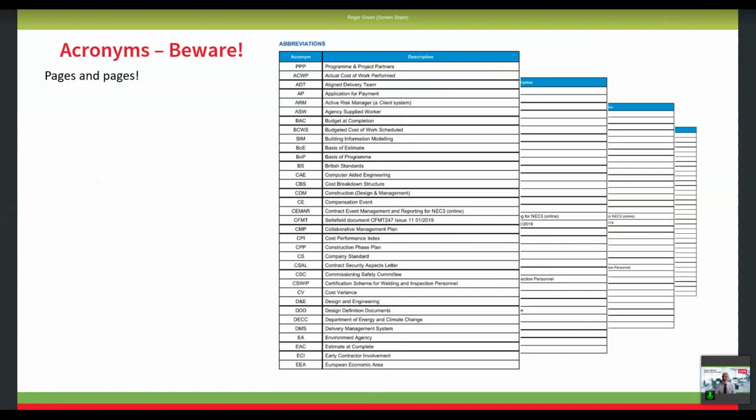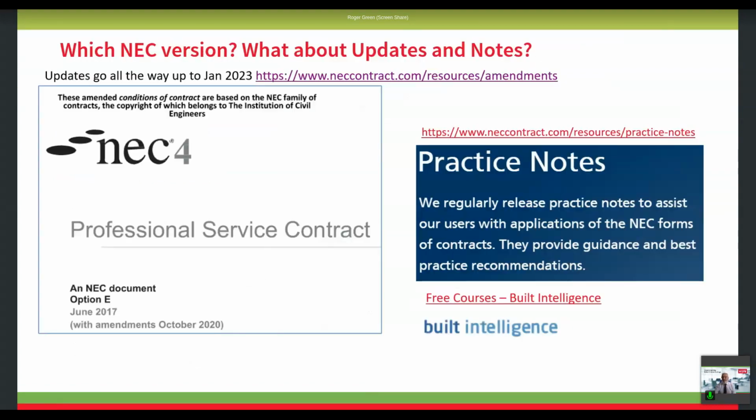Acronyms, as you know, there's loads of them, so just be aware of them. Where can you get further training from? So the first thing is you need to be aware of what amendment the NEC contract's under, and you can see that there's amendments go all the way up to 2023, so that does affect the way the contract works. I've left you links on here that you can go and have a look at.